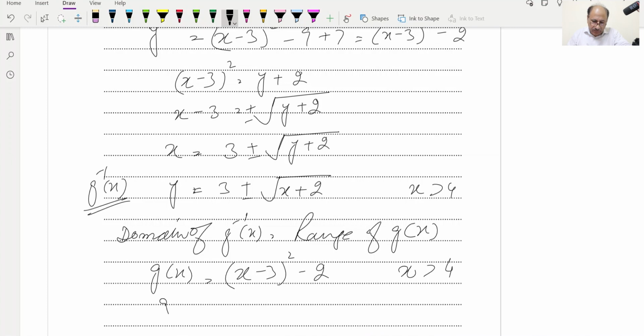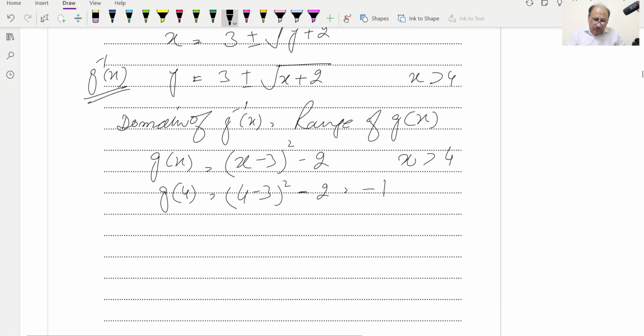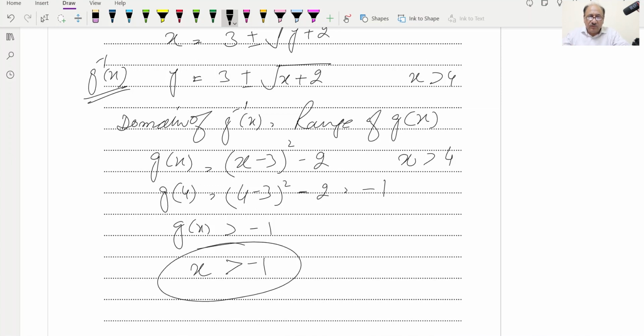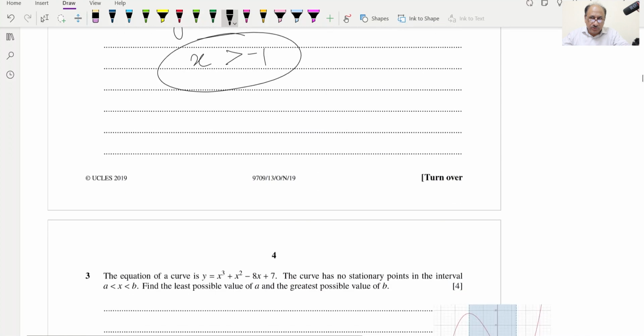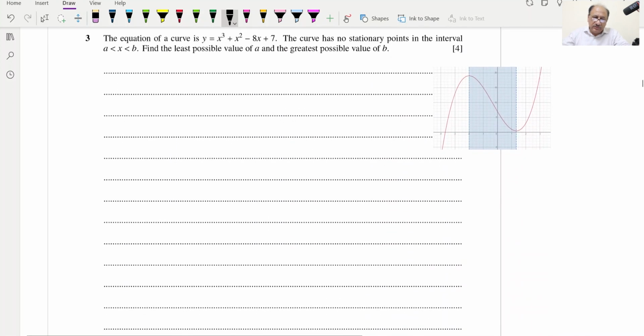So we can find g of 4. g of 4 will be (4 minus 3) squared minus 2, which will be equal to 1 squared minus 2, which will be minus 1. So g of x is greater than minus 1, so we can write x will be greater than minus 1. This will be our answer for this part. Hopefully you understood this. Now we can move to question number 3.